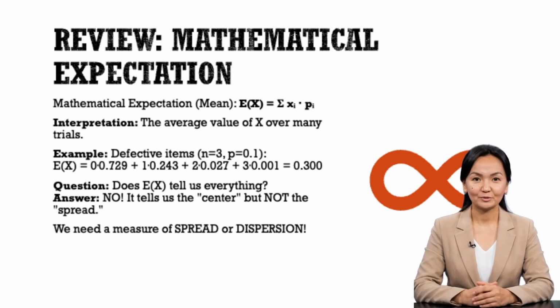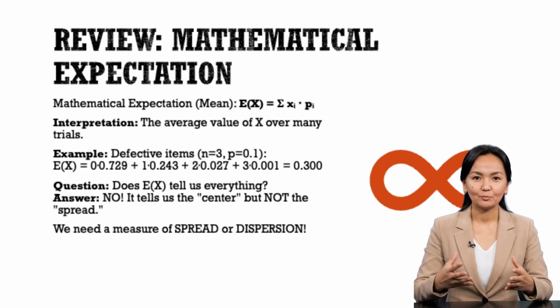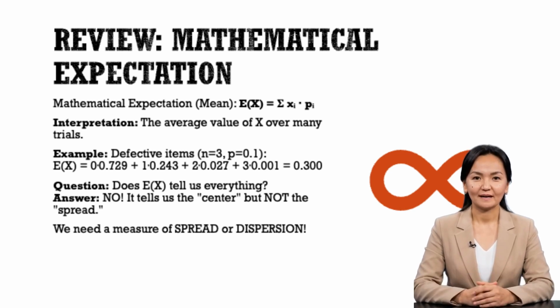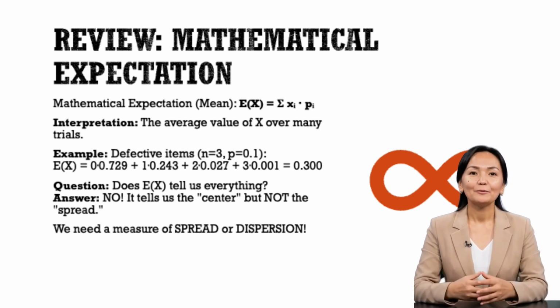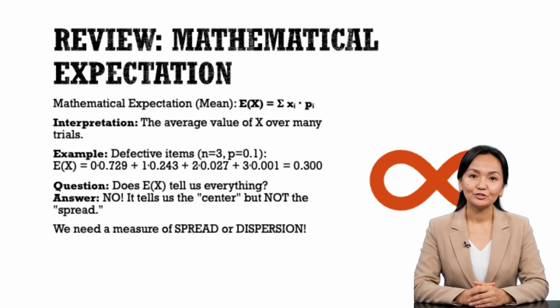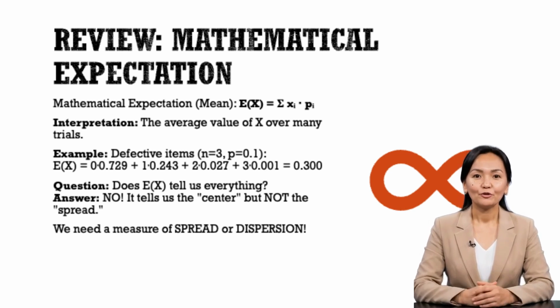The expectation represents the long-run average value of X if we were to repeat the experiment many times. For example, consider our defective items problem where we randomly select 3 items and each has a defect probability of 0.1. The expected number of defective items is 0.3. This means that if we repeatedly took samples of 3 items, on average we would find 0.3 defective items per sample.